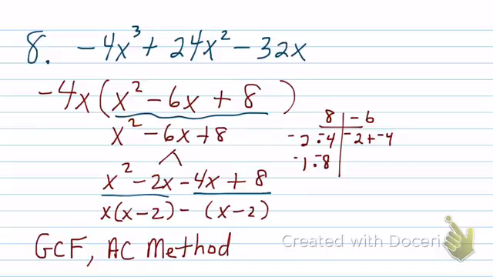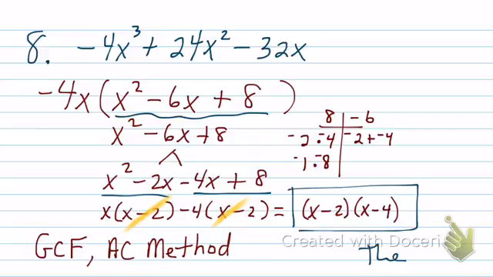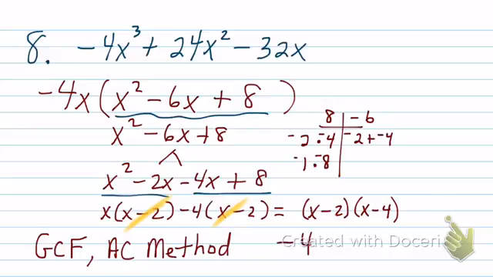See, we need a minus 4 there. And so when we factor this, we get x minus 2 times x minus 4. And actually, we're not quite done here. I need to fix this. I forgot to put the negative out front because our final answer should have the negative 4x in it. So final answer is negative 4x times x minus 2 times x minus 4.